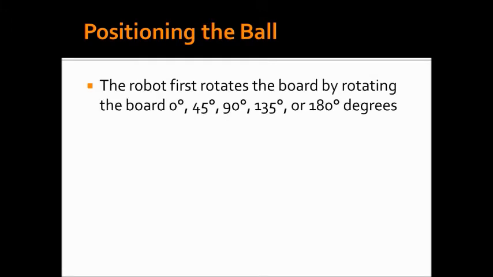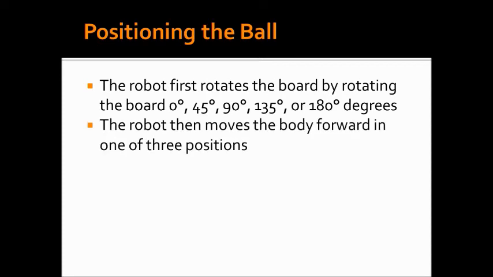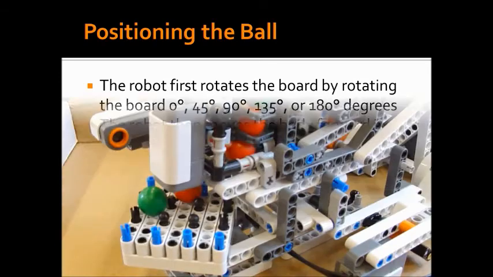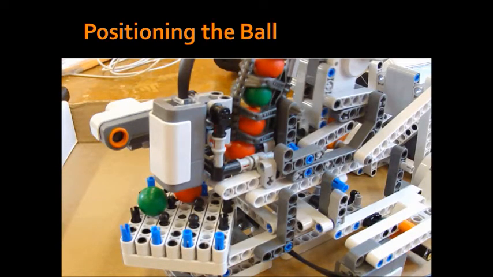Positioning the ball. The robot first rotates the board 0, 45, 90, 135, or 180 degrees. The robot then moves the board forward in one of 3 positions. The first position corresponds to a corner, the second position corresponds to a side, and the third position corresponds to the center. The robot then pokes the ball out, and we will see in this picture an example of it poking the ball out while rotating the board to a corner.